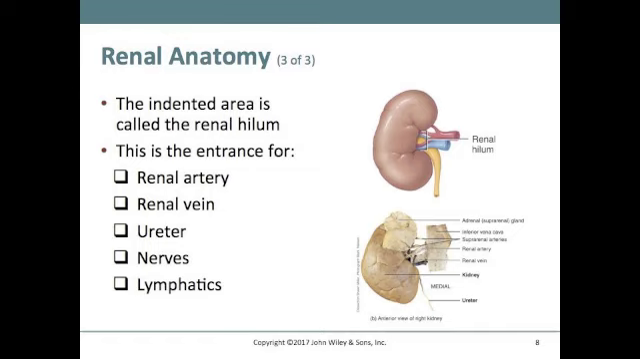Near the center of the concave border is an indentation called the hilum of the kidney, through which the ureter emerges from the kidney along with blood vessels, lymphatic vessels, and nerves. Next slide.